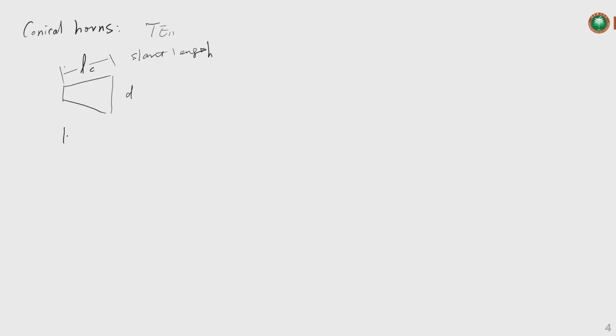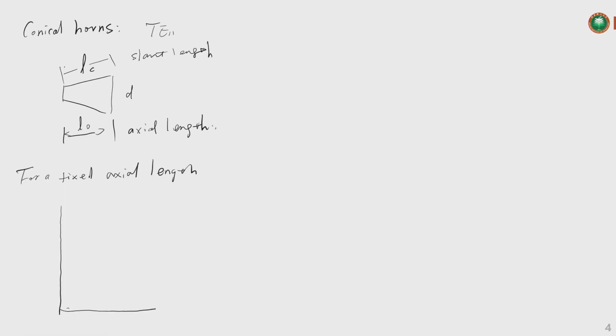And also the axial length, L node. So it has three parameters to represent the configuration of the conical horns, and we note that for a fixed axial length, its directivity is really represented in dB, okay?